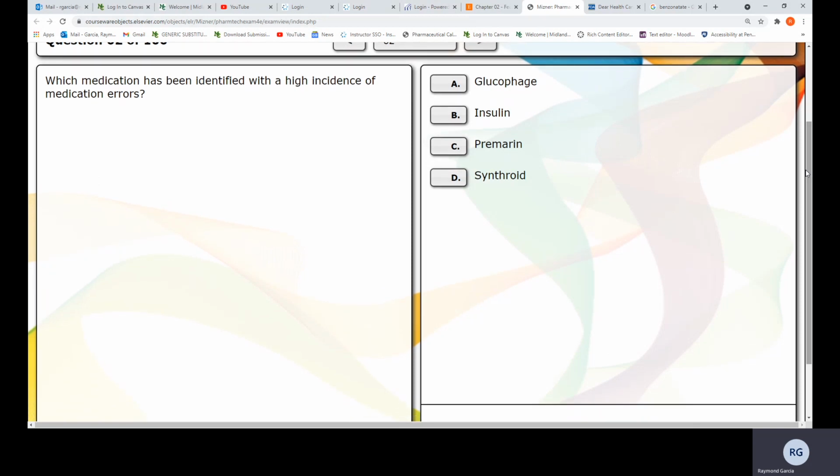Which medication has been identified with a high incidence of medication errors? Premarin is your conjugated estrogens or your hormones. Synthroid is the levothyroxine, which we already discussed. That was a high alert. So to me, it's either insulin or Glucophage.